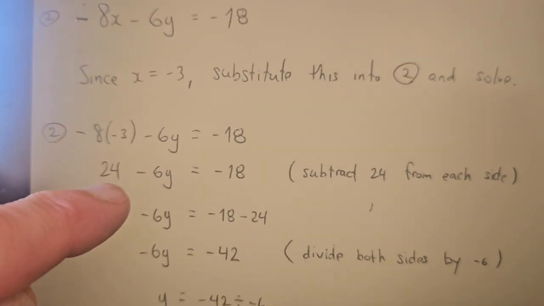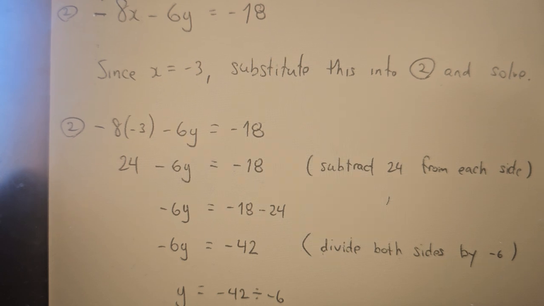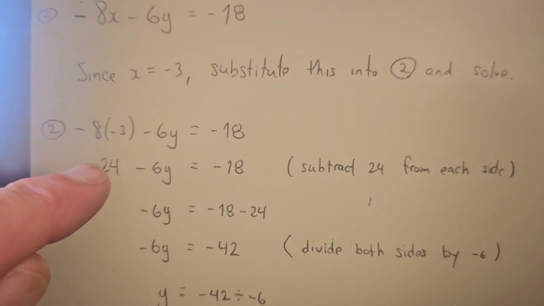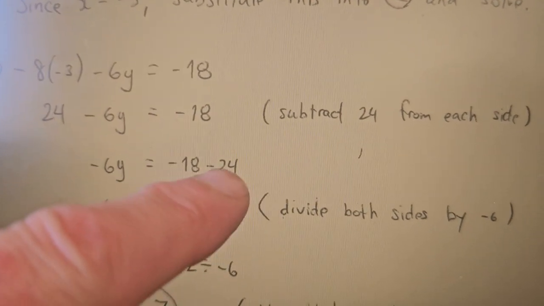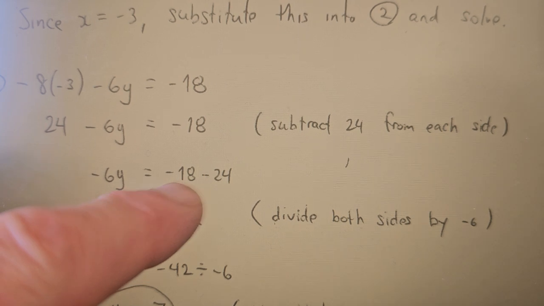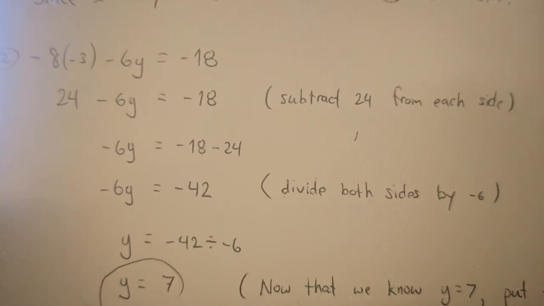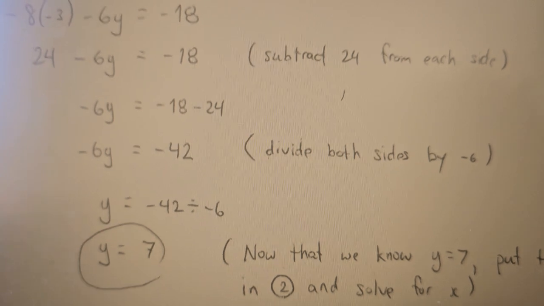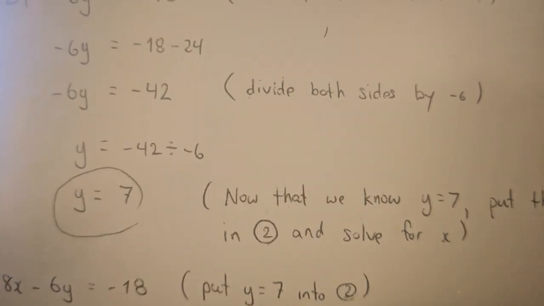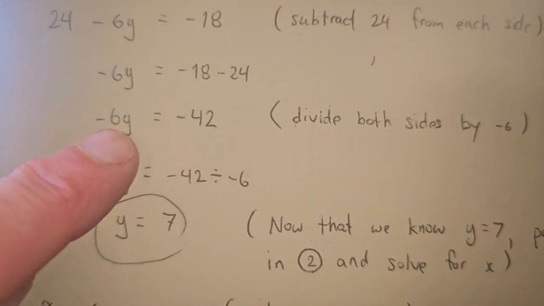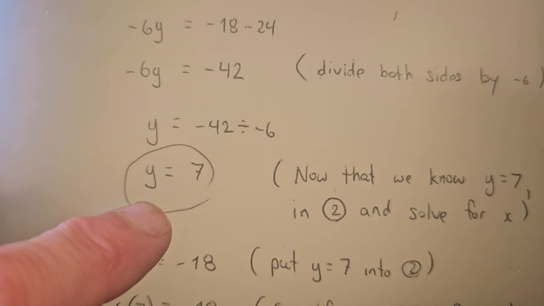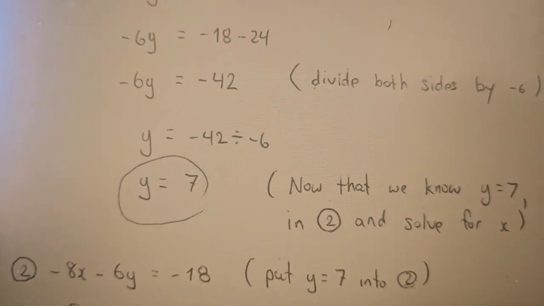So looking at our equation, 24 minus 6y is -18. I will subtract the 24 from both sides. We can see here, -18 take away 24 is -42. We know -6y is -42. We'll divide both sides by -6 to get the y by itself. Now we know that y is 7.